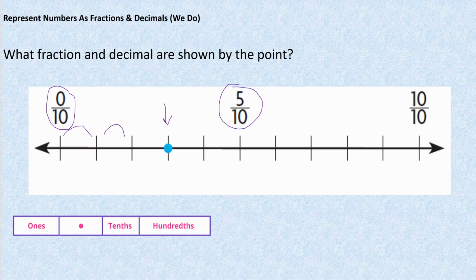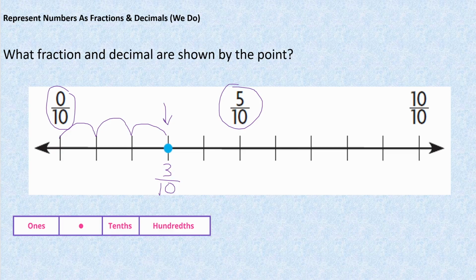So now we should be able to figure out what this dot on the graph is. So let's go ahead and count our spaces. So this is 0/10, so this would be 1/10, 2/10, 3/10. Okay, so this point is at the fraction of 3/10.